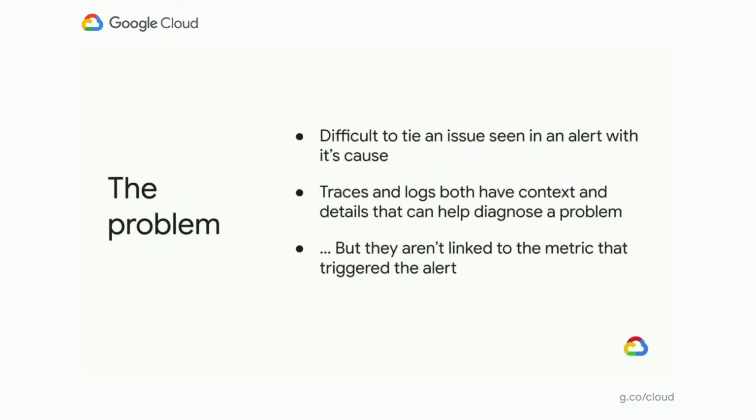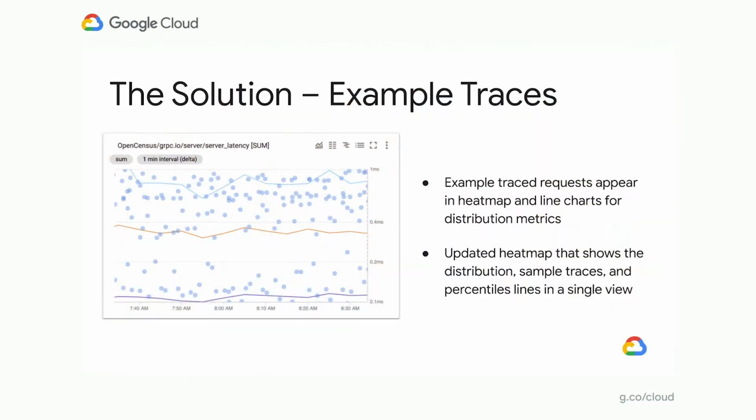So going from a metric to the requests and logs that generated that particular metric data point is difficult and important to be able to diagnose issues quickly. What's the solution? A feature we call example traces, otherwise known as trace exemplars.